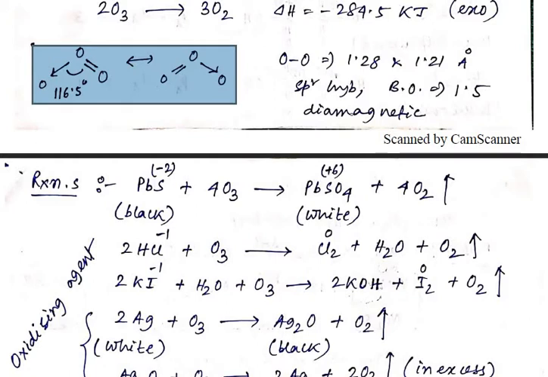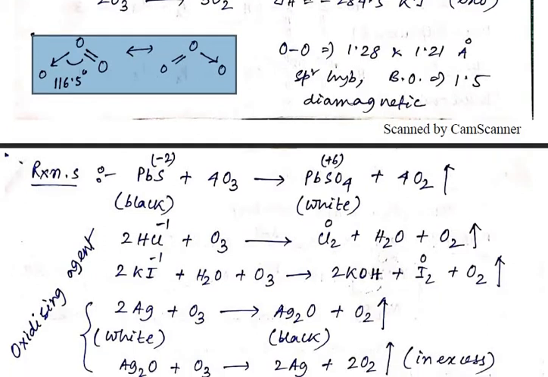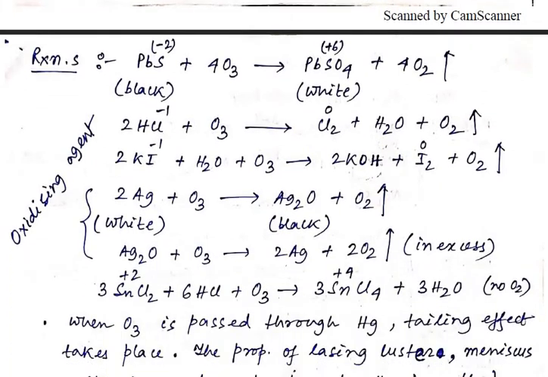All the oxygens are sp2 hybridized, and the bond order is 1.5. Ozone is mainly diamagnetic in nature, not paramagnetic. Ozone is mainly diamagnetic in nature. So these are the physical characteristics of ozone, and we have already discussed the synthetic method of ozone. Ozone is very unstable and blue in color. These things we have already discussed.